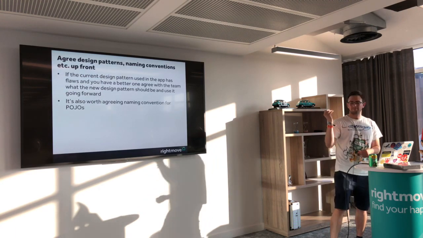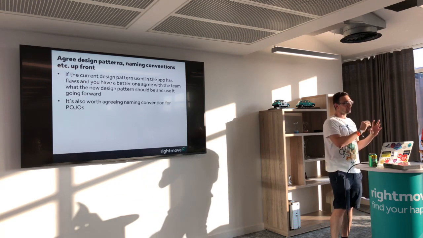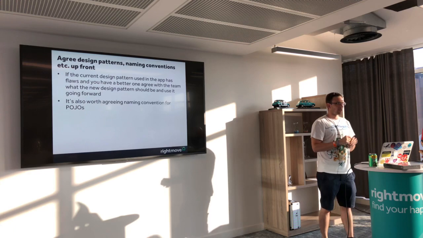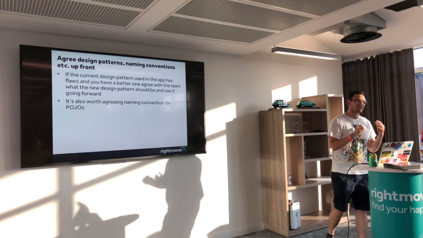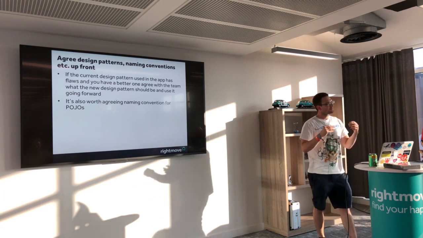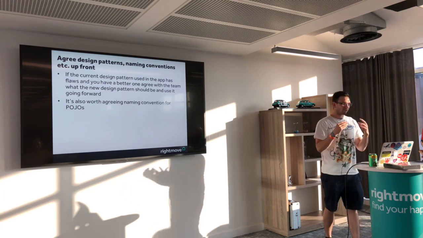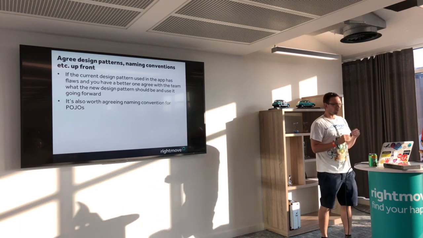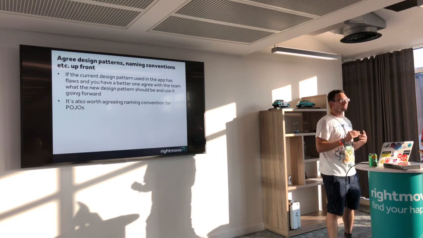Hopefully, when you're working on a legacy application, there'll be at least some form of design patterns or structure in how to get data shown on your app. If you're looking at it and you can see flaws in it and it doesn't really work, don't be afraid to change it. Come up with a better one, agree it with the team, and then make sure that everyone uses it going forward.